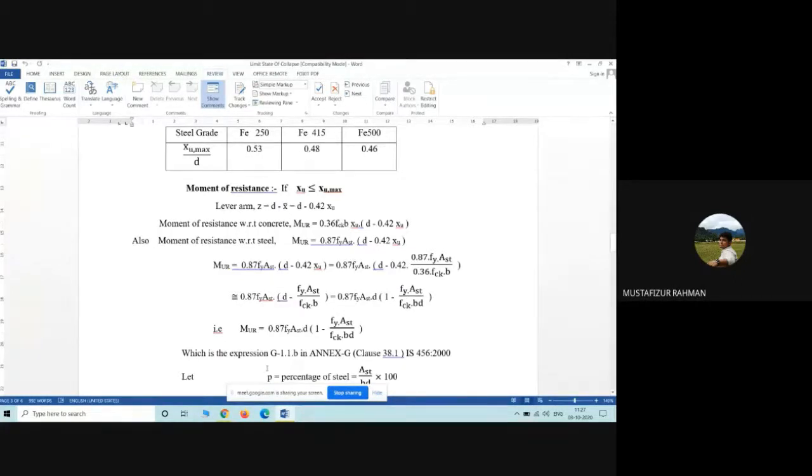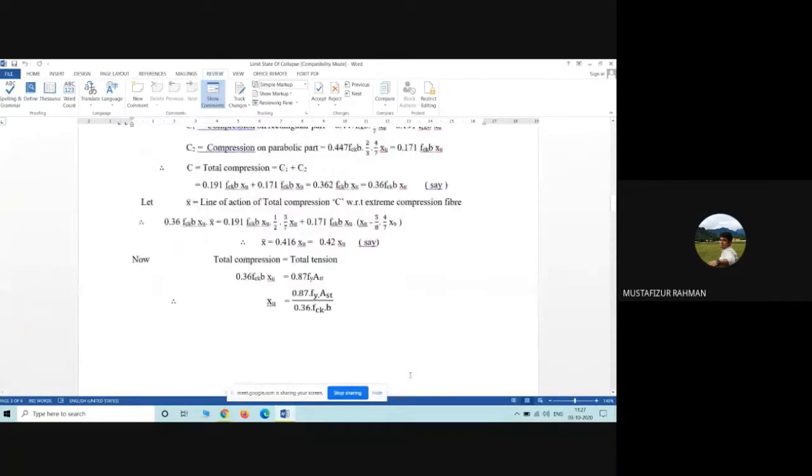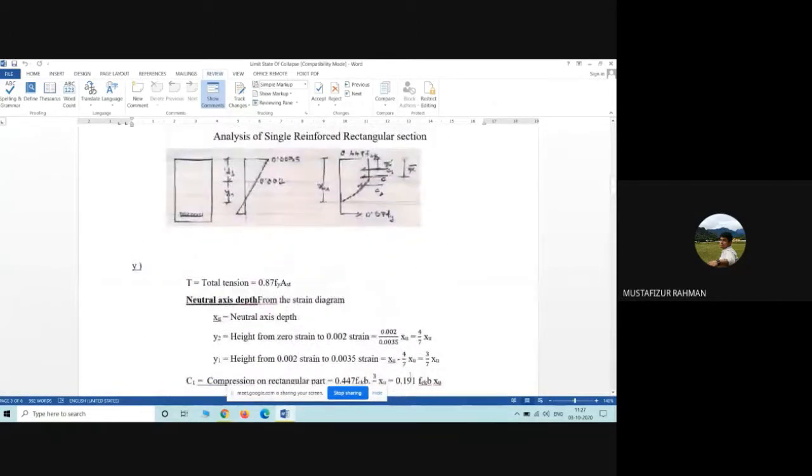Now here, you see these two parts. One is 0.36 fck b into xu. Now this expression we had got in our previous part. 0.36 fck b xu is the C, the total compression, and d minus 0.42 xu. Now where is d minus 0.42 xu coming from? So this is the difficulty with our online class. Had it been a blackboard class, I could have drawn more and more figures.